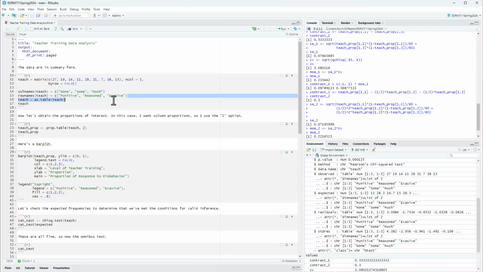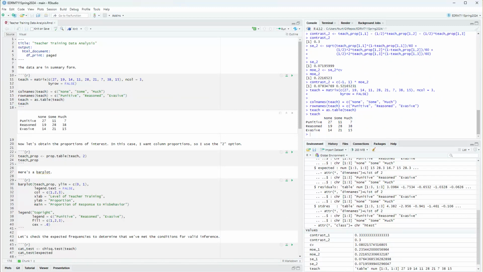And the row names punitive, reasoned, and evasive for the 3 levels of the response categorical variable. I'm then going to turn this into a table, and we're going to look at it. And so when we do it, this is what we actually obtain.